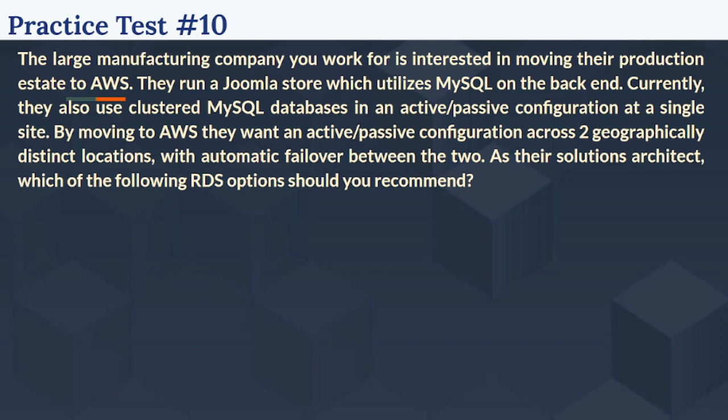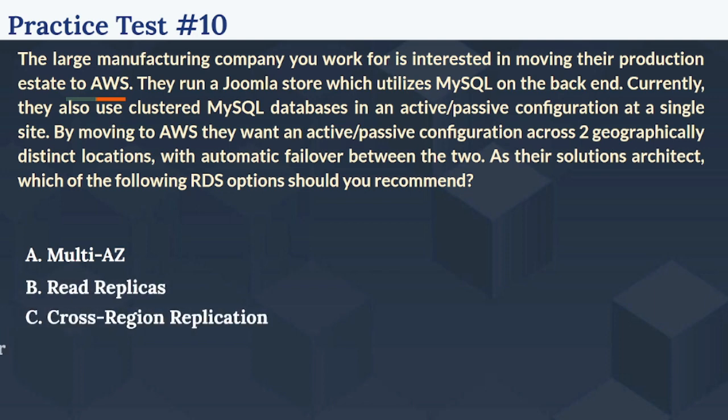So the options are: Option A, Multi-AZ. Option B, Read replicas. Option C, Cross-region replication. Option D, Cross-region failover. Please select your answer in the next 5 seconds. 5, 4, 3, 2, 1.